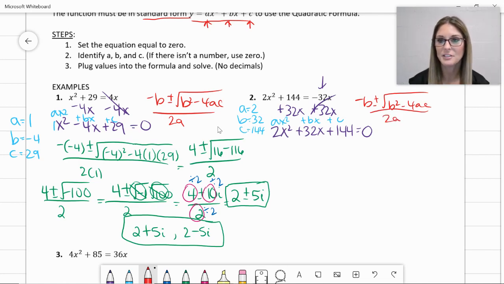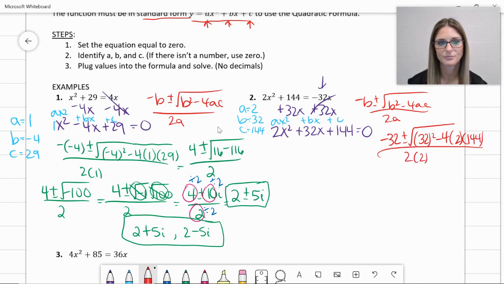I've got attached on your Delta Math my favorite quadratic formula song to help you remember. That's how I memorized it, was that YouTube video. Check it out. It's pretty humorous. A negative 32 plus or minus the square root of 32 squared minus 4 times a times c all over 2a, 2 times 2.